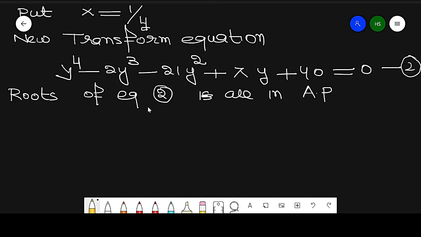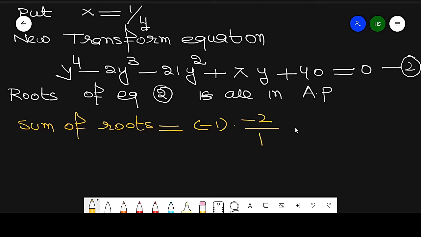So what is the sum of roots? The sum of roots is equal to minus 1 into minus 2 over 1. So this is equal to 2. Now this is the sum of all 4 roots.